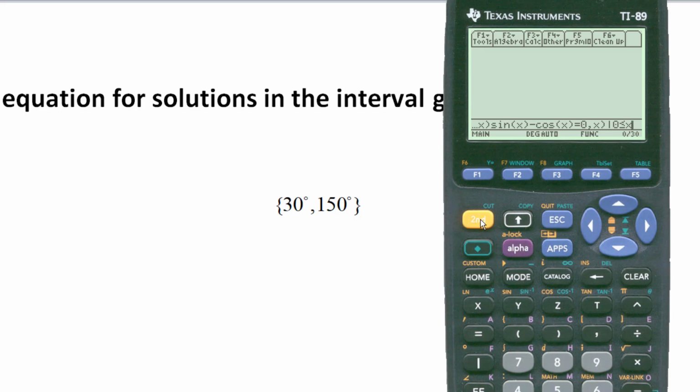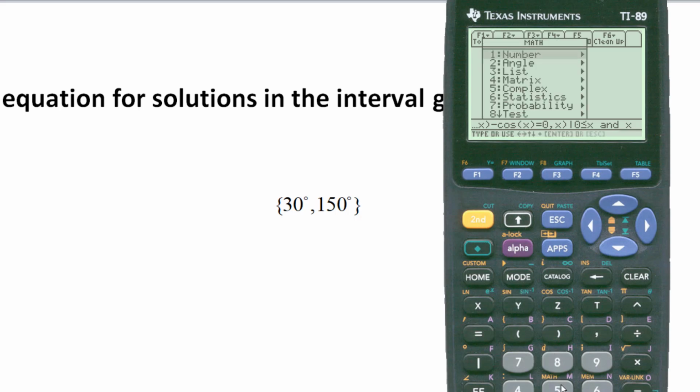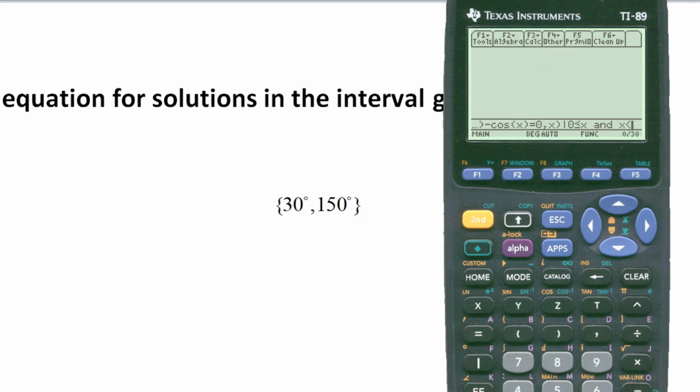Again, now I want the word and, so second, 5, I want 8, then 8 again, there's and. Then I want x to be less than 360, so I enter the x, and go back, second, 5, 8, and number 2 is strictly less than, so x less than 360, hit enter.